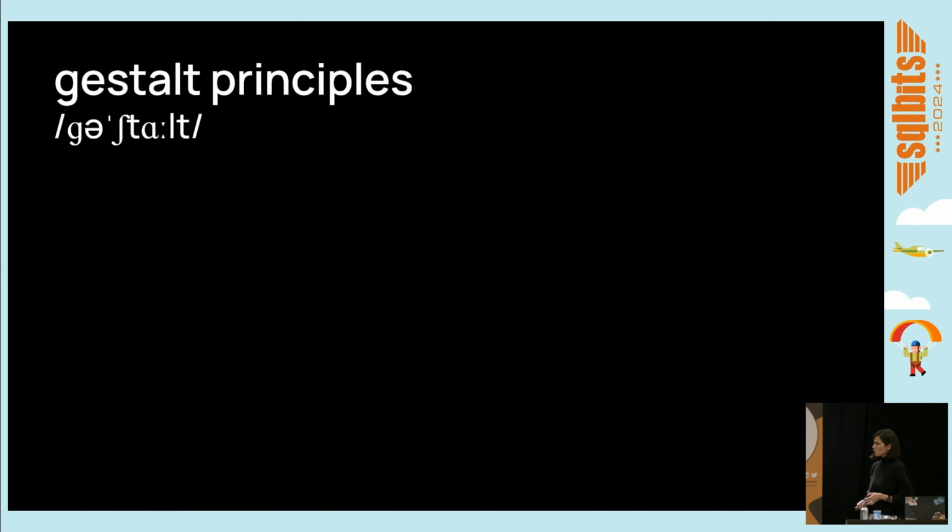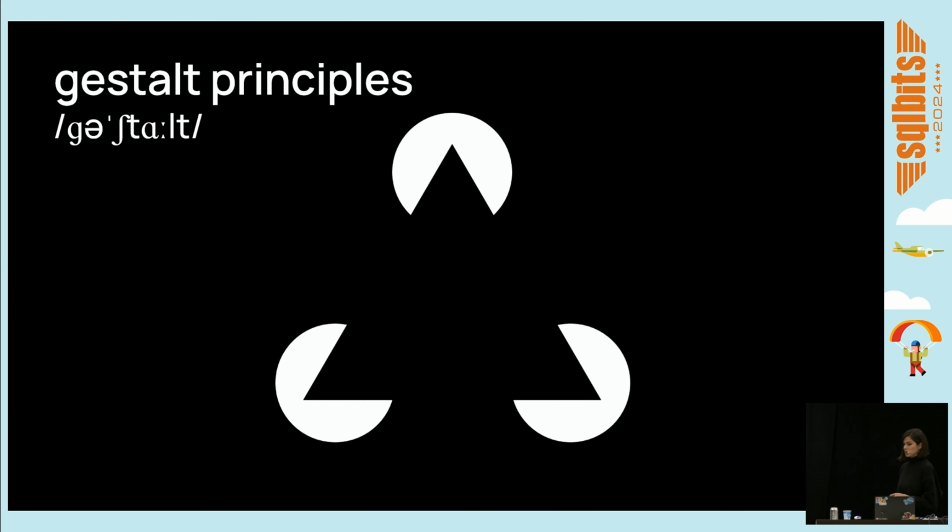So, without giving you a definition of the Gestalt principles, I want to show you the next image. So, what do you see here? Can anyone answer? Triangle, perfect. Do you see anything else? Pac-Man? Yeah. 3 white Pac-Mans, right? And probably we can all agree that there is no triangle here. I'm kidding, but yeah, basically there is no triangle here.